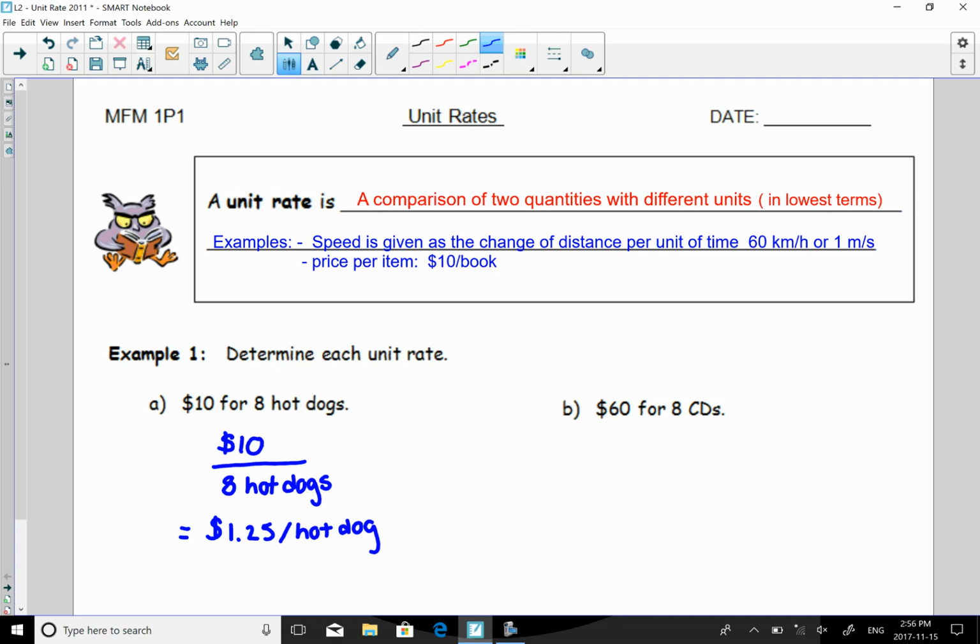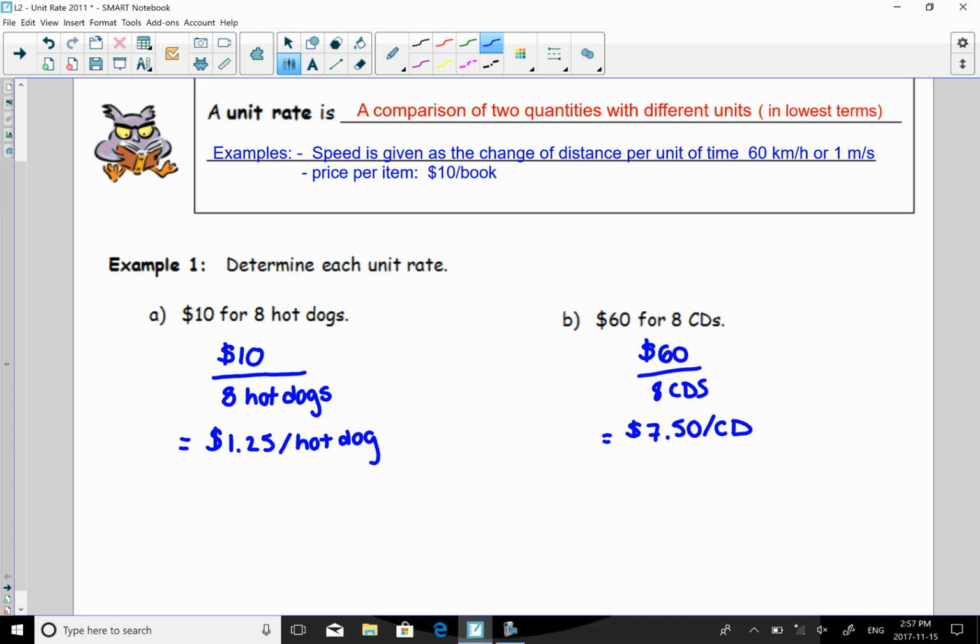Another example, $60 for 8 CDs. So if I take 60 and divide by 8 CDs, I get $7.50 per CD. So I'm just dividing 60 by 8 and I get the cost per CD. So we can use this to make comparisons.